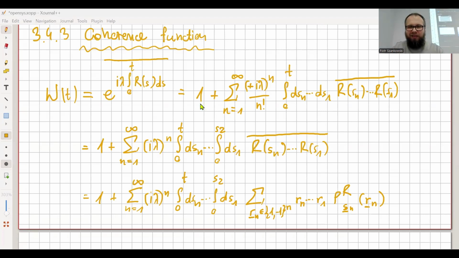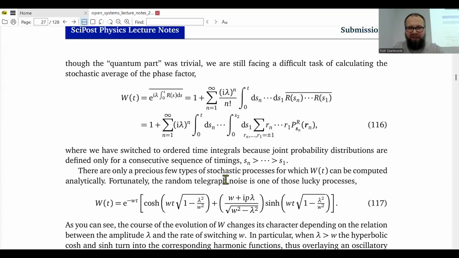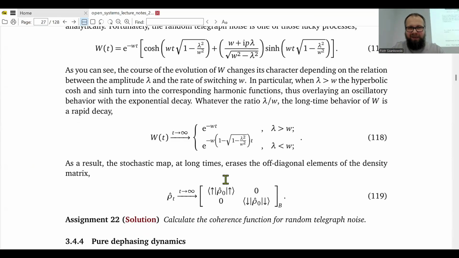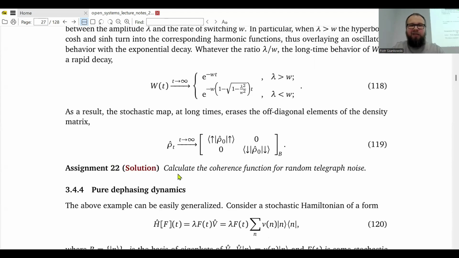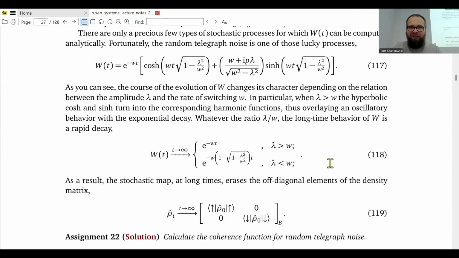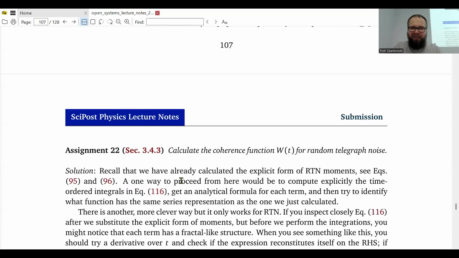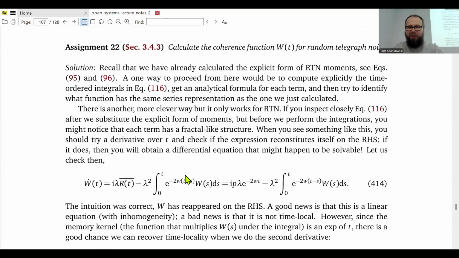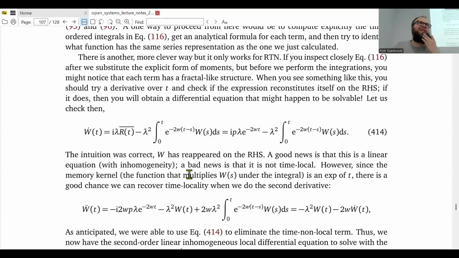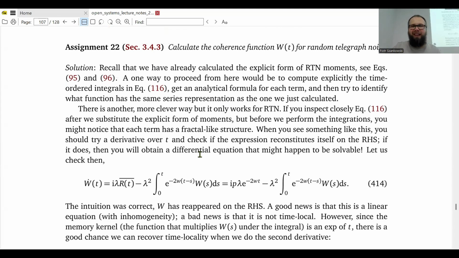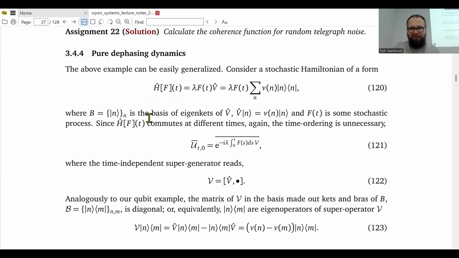So let me jump to the assignment. There is assignment 22, okay? So it's calculate coherence function for random telegraph noise. And there is a whole description. The method is described here. Just take a look at it and see what you think.